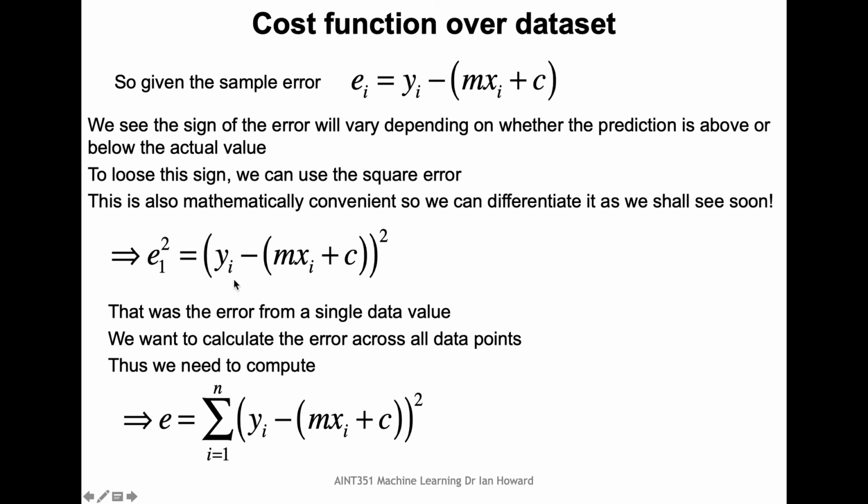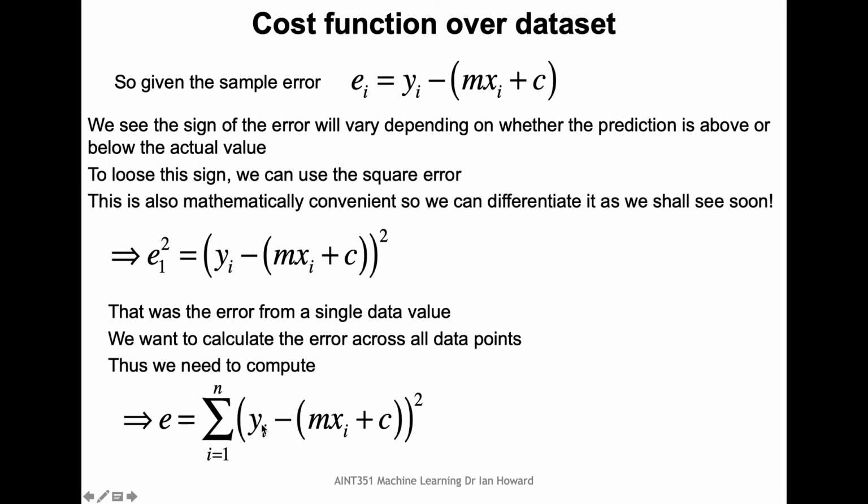So when i is 1, we have this value, and we add it to the value we get when i is 2, and we add it to the value when i is 3, and we add it to the value when i is 4, and so on, all the way up to n. We can write that mathematically using the sum sign. So we're just saying here it's a sum. This is the sum for i equals 1 to n across all of these sample errors.